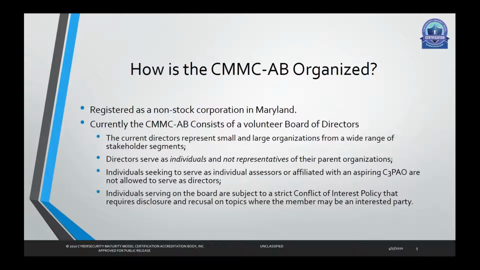Individuals seeking to serve as an assessor or affiliated with the 3PAO are not allowed to be a director due to conflict of interest. And all of us on the board have signed COI documents and ethics documents and are really focused on making the CMMC successful.